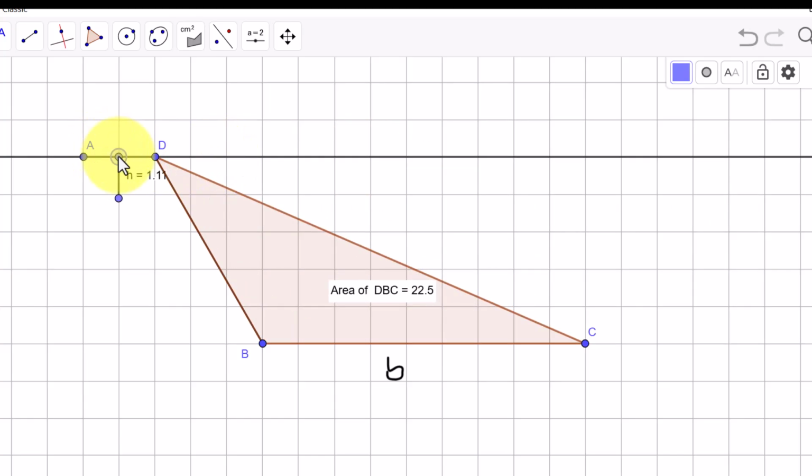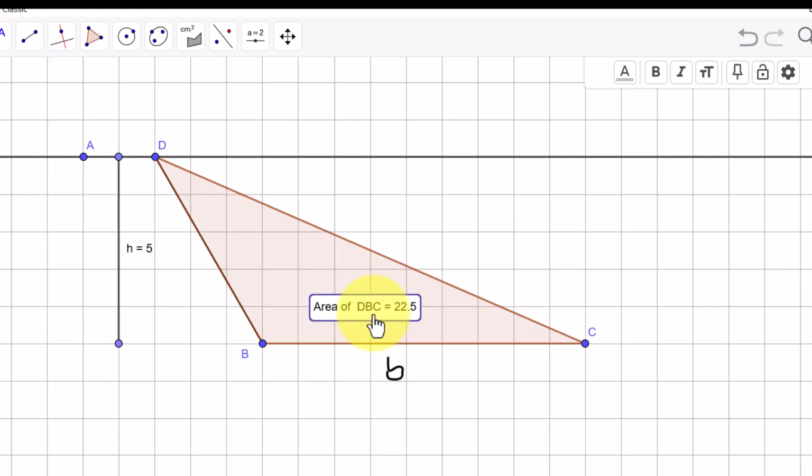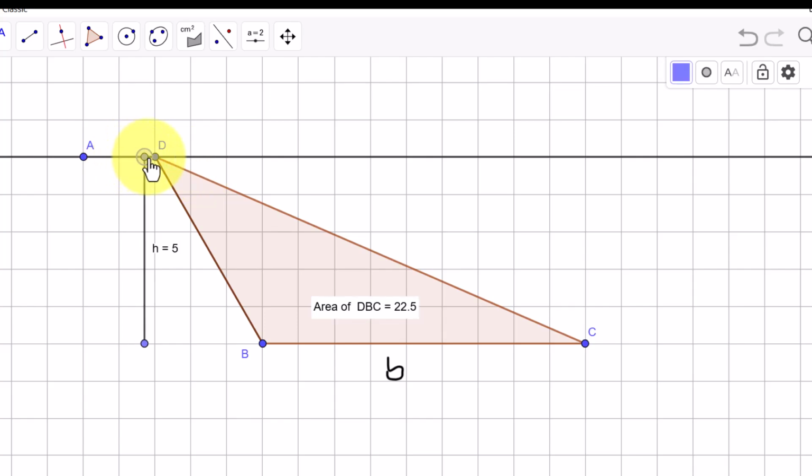If I move it to somewhere here, let me shift the height. Let me draw the height back. So I've maintained the normal height. You see, the area still remains the same. So no matter how your triangle is drawn, a triangle is always half of a parallelogram. So anywhere your triangle is positioned, just know that the height you are using is the height that is 90 degrees to the base. So the triangle is positioned like this.